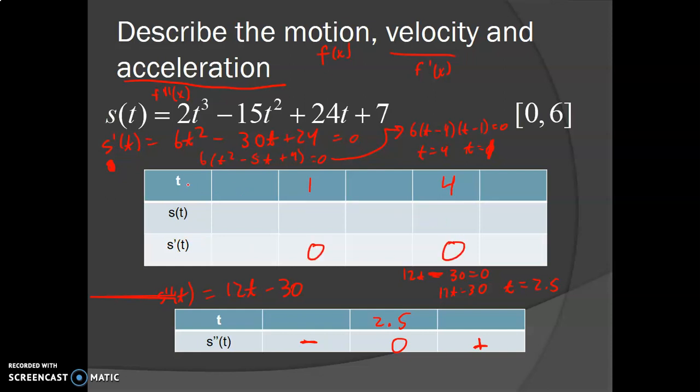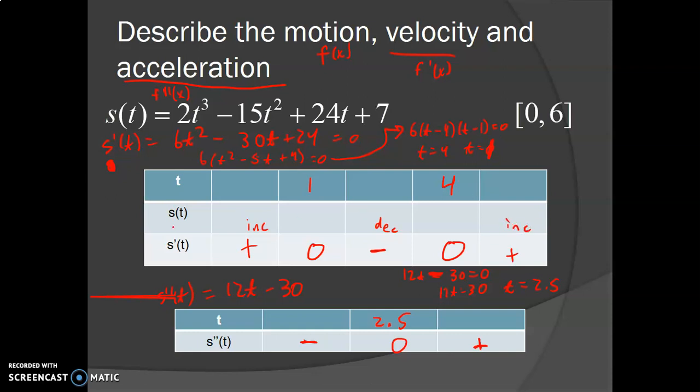And if I plug in a number less than 1, like 0 or 0.5, both of these would be negative. Negative times negative would be a positive, so I'd be increasing here. If I plug in a number in between here like 2, I'm doing a negative times a positive. That's going to be a negative number, so I'm decreasing. And then if I plug in a number bigger than 4, I'm increasing again.